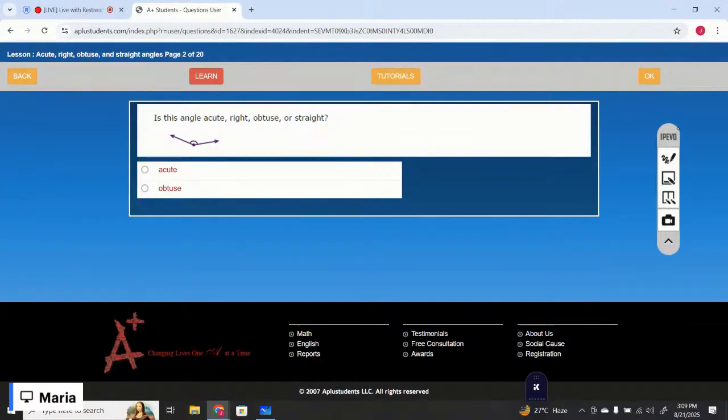Is this angle acute, right, obtuse, or straight? So the angle is more than 90 degrees. So that would be obtuse angle.